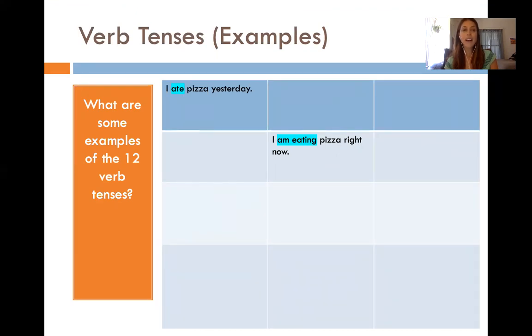So I ate pizza yesterday for the simple past. I'm eating pizza right now for the present progressive. Now pause this video and create sentences for each of them. I don't know why this is so big at the bottom, but there should be 12 spots exactly like the other charts. Okay, so go ahead and pause it and write an example sentence.